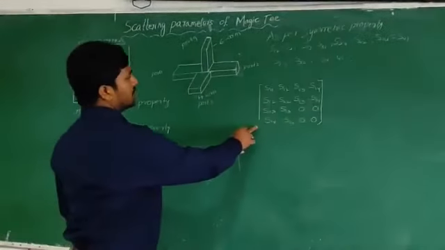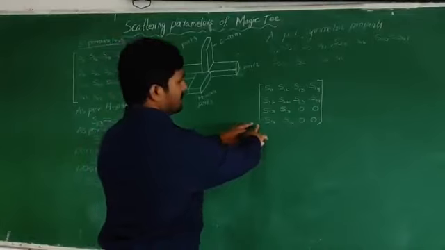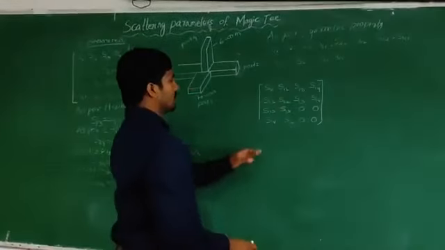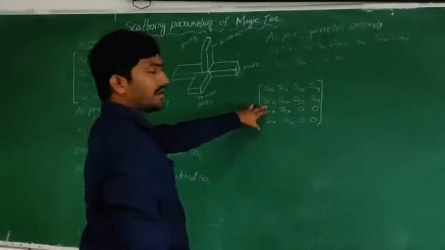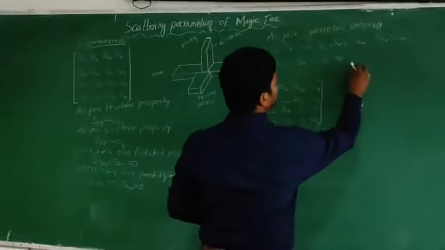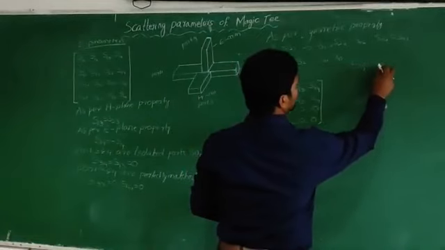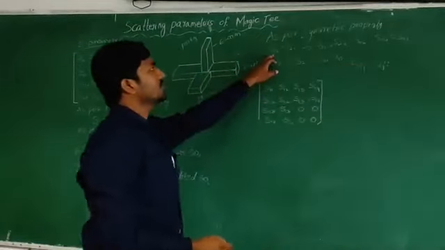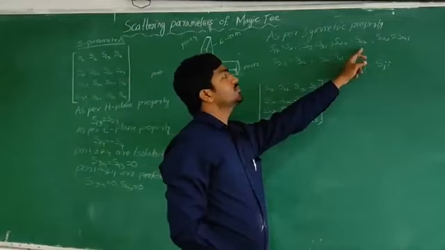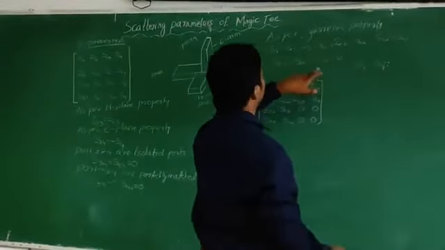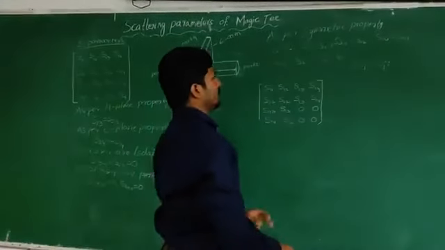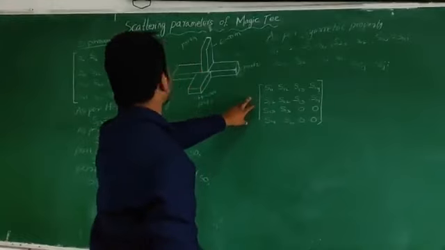By using these values, we can modify the scattering parameters S matrix: S11, S12, S13, S14. Instead of S21, we can write S12. As per the symmetry property, we can write Sij equals Sji. So S12 is equal to S21, S13 is equal to S31, S24 is equal to S42, S14 is equal to S41, S23 is equal to S32, and S34 is equal to S43. By using these values, we can reduce the S matrix.